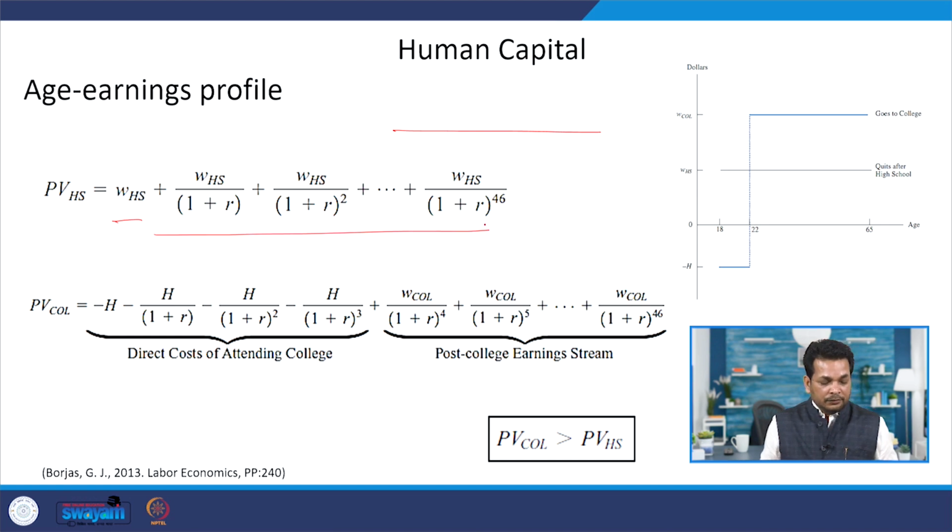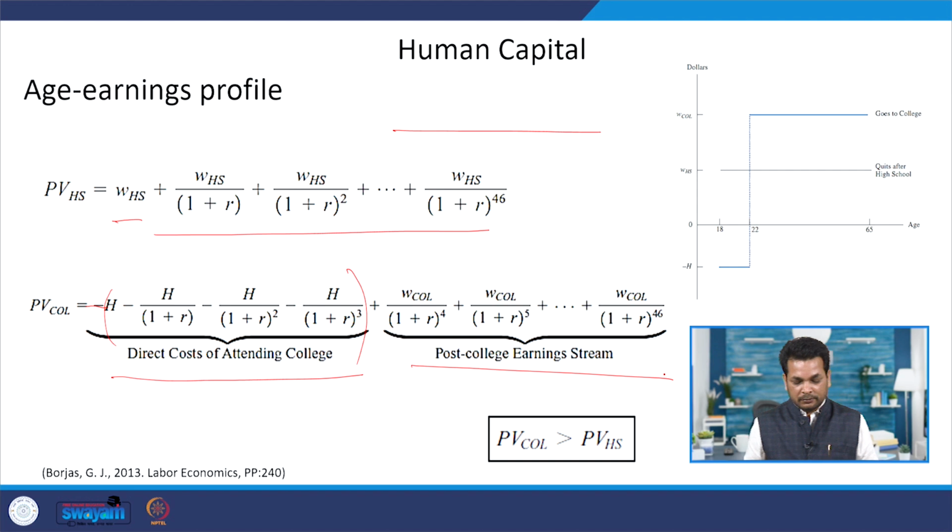Now, if he decides that he should go for a college education of 4 years, then he is going to have some direct costs. This is the direct cost which he is going to have while attending college. It is negative, so we put the negative value: minus cost plus benefit. This is the earning stream which he is going to have. So, we can get the present value of the college education.